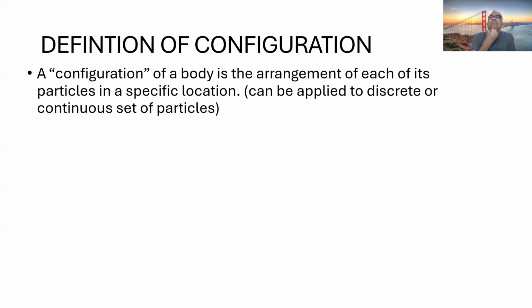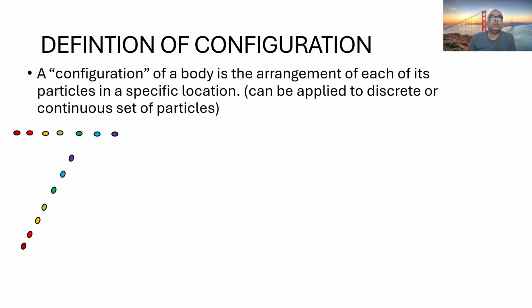It can be applied to discrete or continuous sets of particles. For example, this is a particular configuration of a string of particles. The particles are labeled with their colors. So you can see that the brown particle is in one place, a red particle is somewhere else, a yellow particle, and so on. So this is one configuration. This is another configuration. You can see brown is somewhere, red is somewhere, and so on.